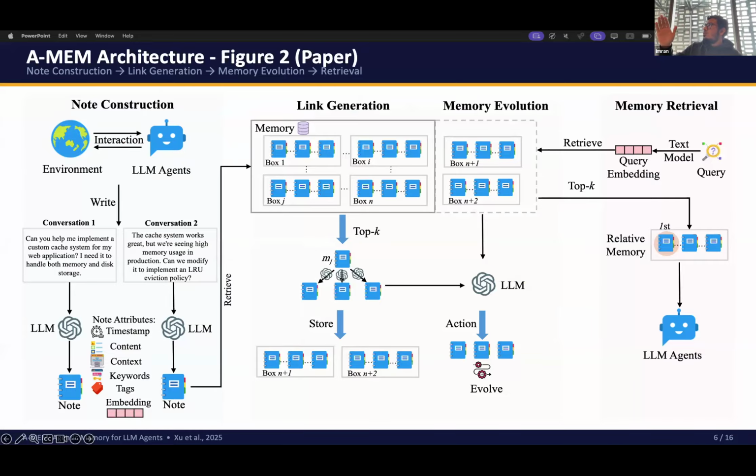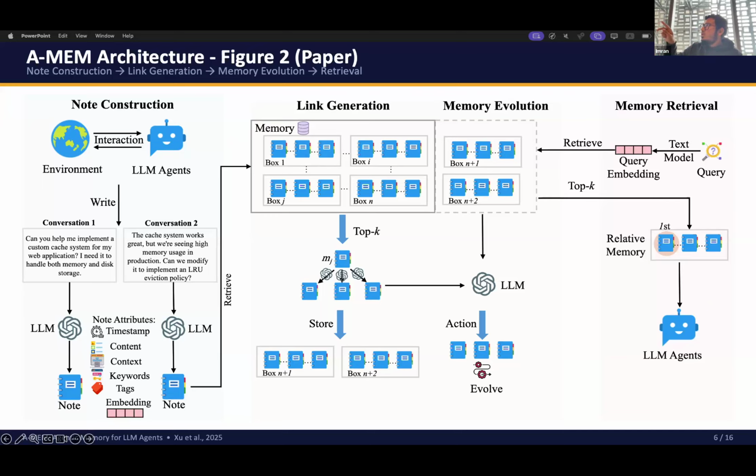So if we take a look at the first thing, which is node construction. Basically we have a conversation, and from the conversation, it's a question. And from the question and answer, it goes to the LLM and it creates a node. And a node is basically formed of this time step, content, context, keywords, tags, and embedding. So it's like an array of things. And then it goes to the link generation phase.